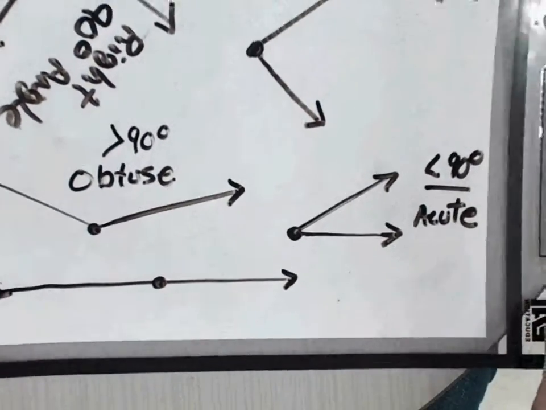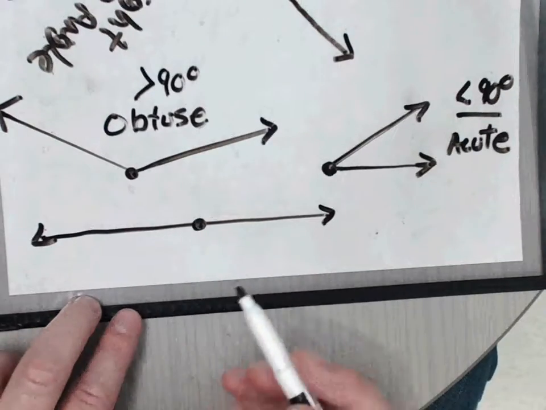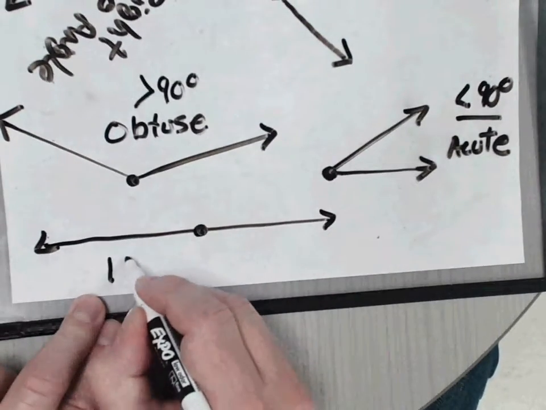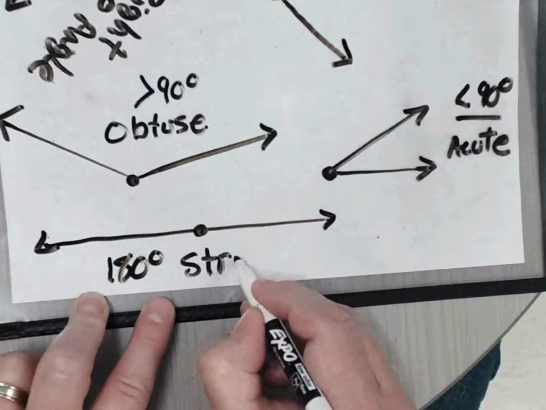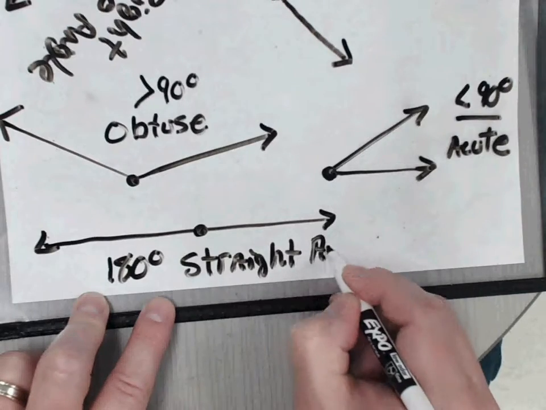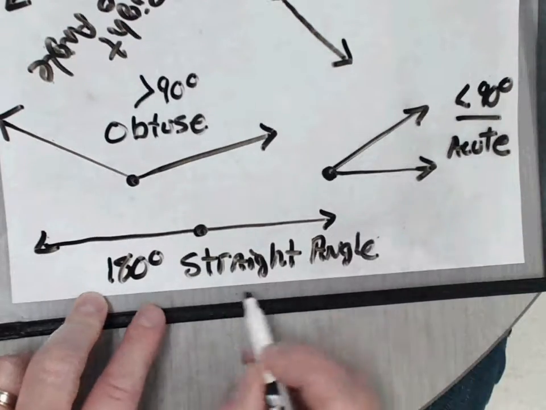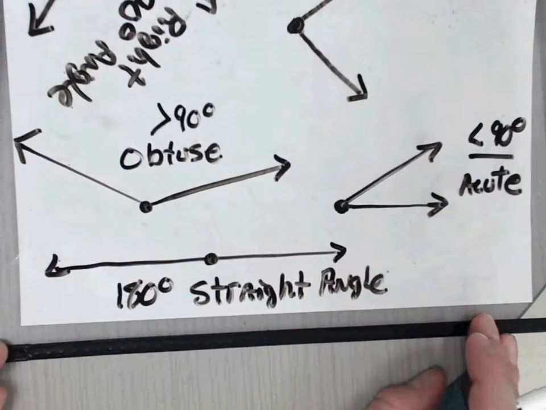If you have an angle like this that looks like a straight line, that is 180 degrees, and that is called a straight angle. A straight angle. It's kind of like a straight line, a straight angle.